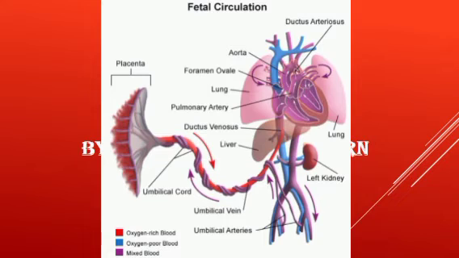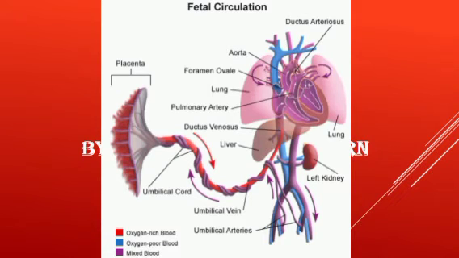From the inferior vena cava, this blood will then be taken to the right atrium. Of course, this is oxygenated blood.